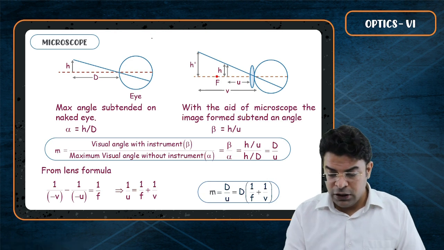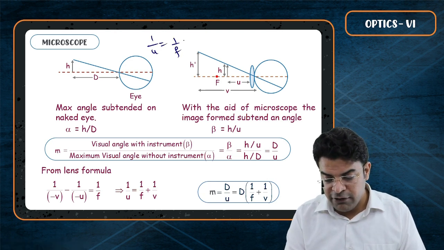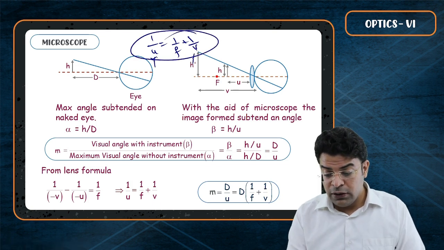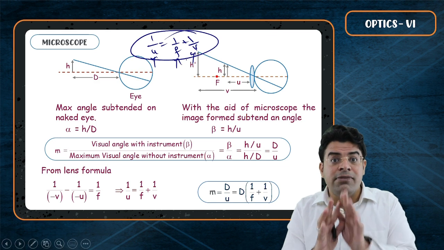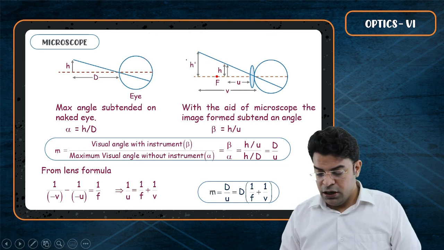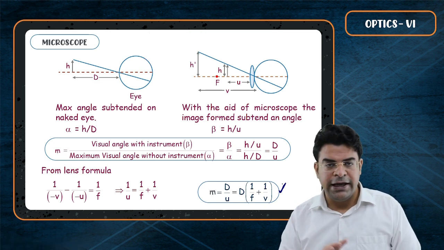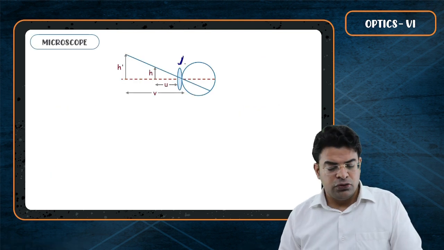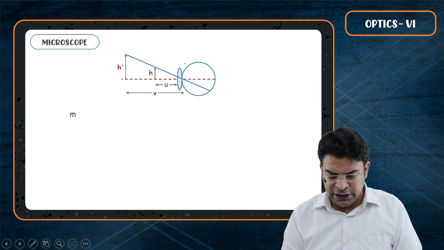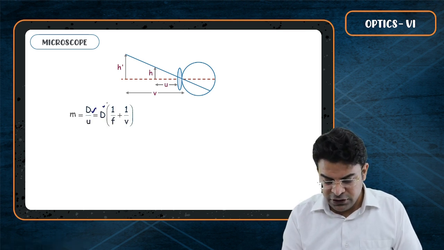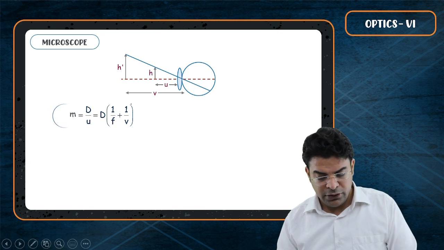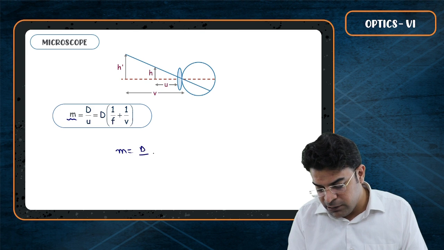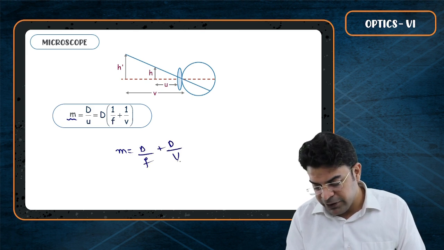Remember that 1/u = 1/f + 1/v is what we substituted when we take u, v and f in magnitude. Now, bachcho, once we have got this, game over. So once we know for the simple microscope, for the single lens, the magnification came out to be d/u, which is d times (1/f + 1/v). You can see from this formula, magnification equals d/f + d/v.